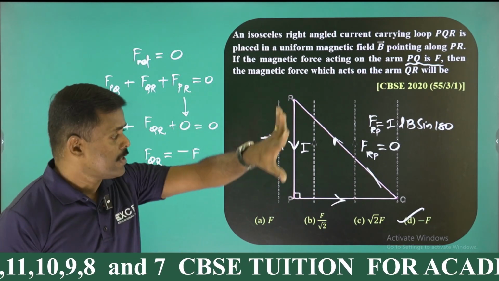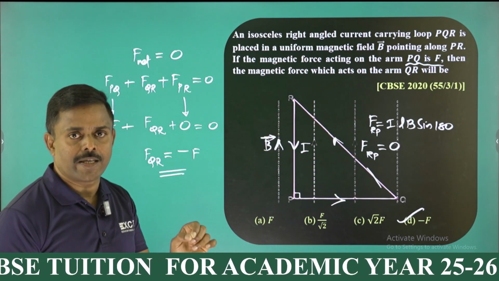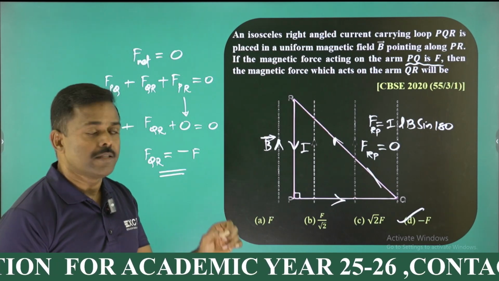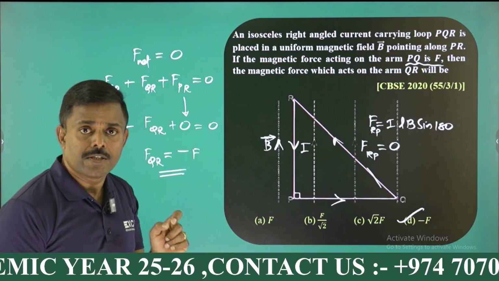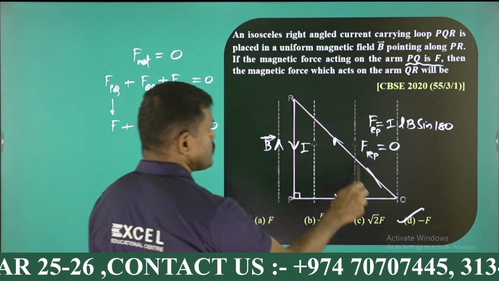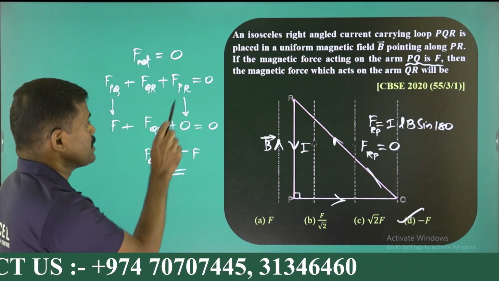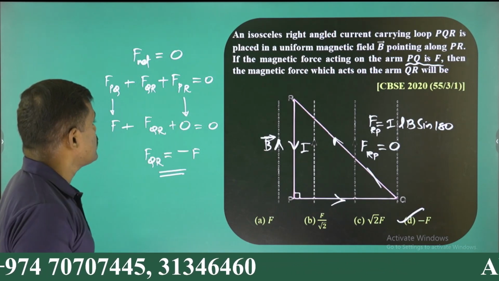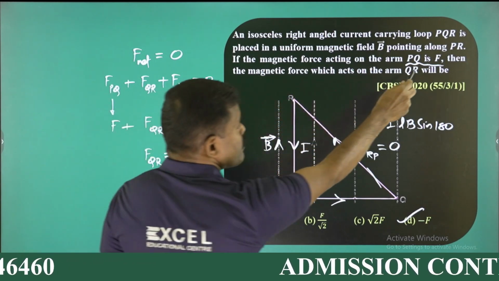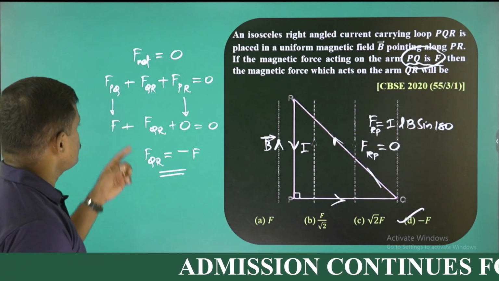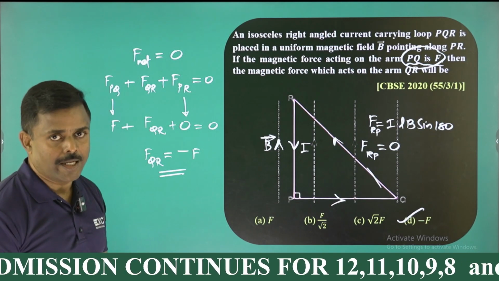So I'll tell you one more time. This is a loop. A loop is placed in a uniform magnetic field. In a uniform magnetic field, if you place a loop, the net force acting is equal to 0. So net force is actually due to the contributions of three forces: force on PQ, force on QR, force on RP. So force on PQ plus force on QR plus force on PR is equal to 0. Force on PR is equal to 0 here. Force on PQ is given as F. So F plus FQR is equal to 0. Get this right hand side, FQR is equal to minus of F.